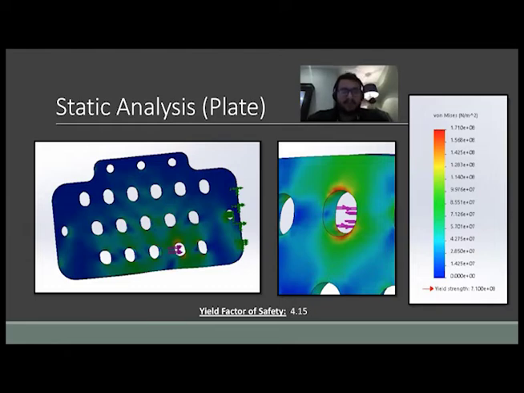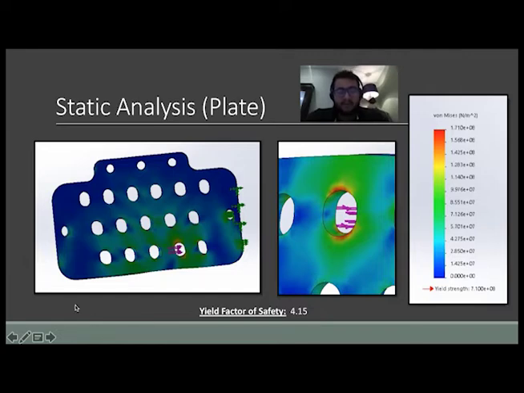And you can also see that there's different colors on the plate, and each color basically represents a different stress. That's represented on the right hand side here on the von Mises stress chart. Now you can basically see that the highest stress recorded on the plate is about 1.7. Basically the highest stress is a lot less than the yield strength, and so that gives us a factor of safety of 4.15, which is very, very good.